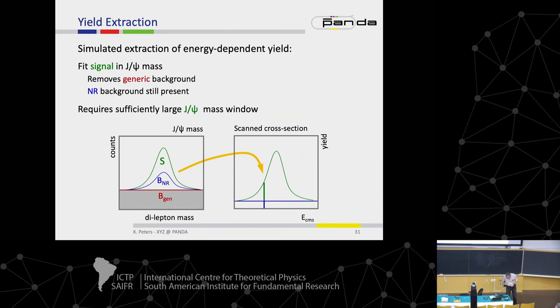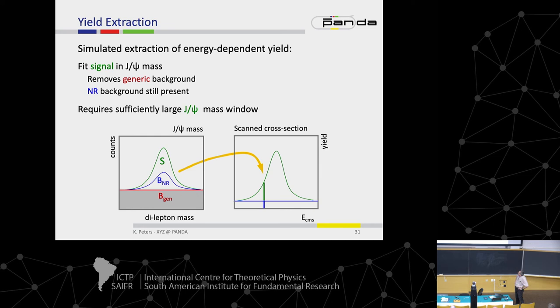So what is the actual method? The actual method is you measure, for example, the exclusive channel J/psi pi pi. And what you look into is the spectrum of dilepton pairs. And then you see a peak, which is here drawn in green.